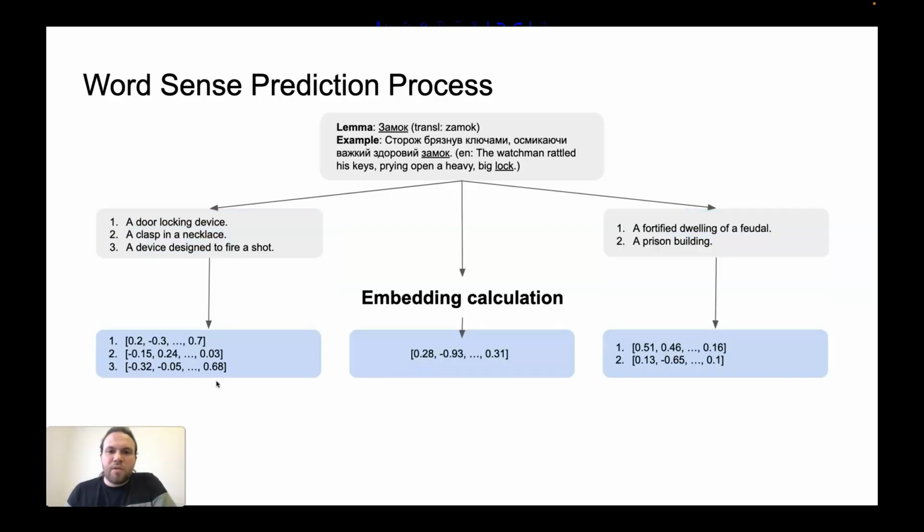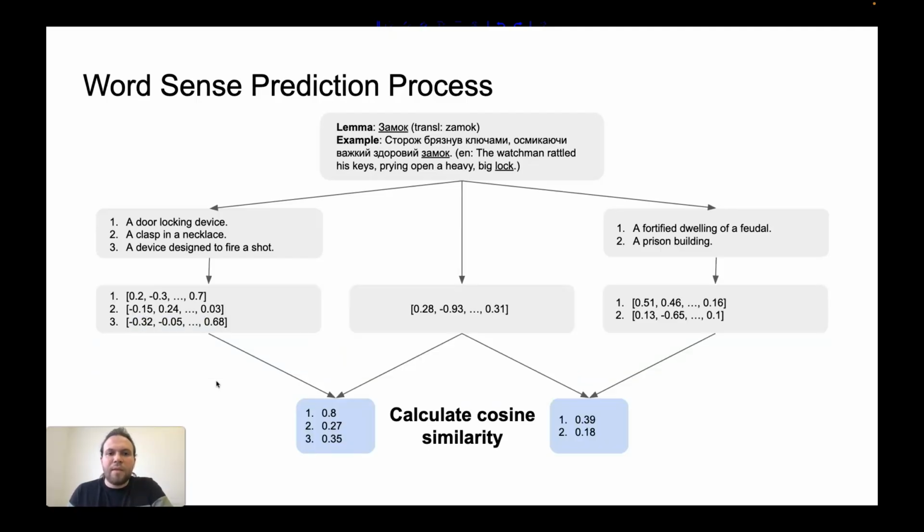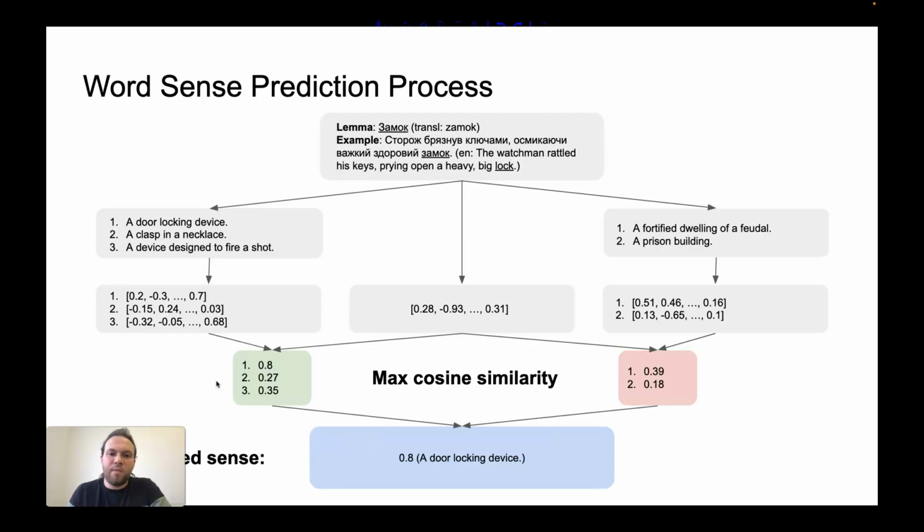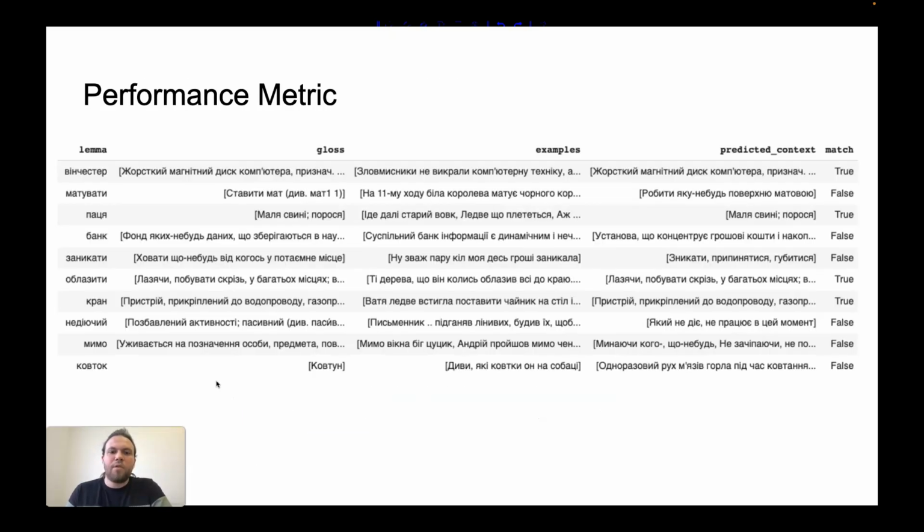The next step is to calculate the embeddings of all meanings and embeddings of the particular lemma in the example that was provided as input, using a large language model, which we will discuss further. Then we calculate the cosine similarity between the embedding of each meaning and lemma embedding. Then we choose the meaning with maximum cosine similarity as predicted meaning of the input lemma. To measure the performance, we use a simple accuracy metric.